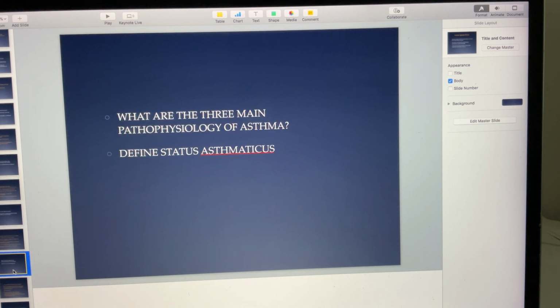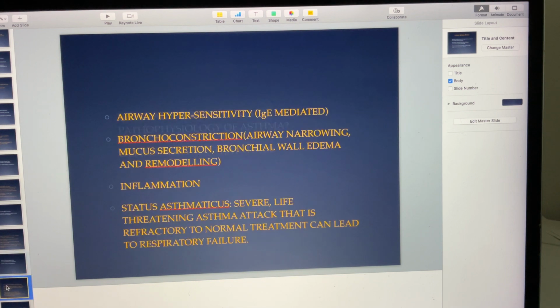I'm getting tired, guys. What are the three main pathophysiology of asthma? And next question, define status asthmaticus. The pathophysiology: one, there's airway hypersensitivity. Two, there's bronchoconstriction, so there's narrowing of the airway. These people make a lot of mucus secretion. You can have edema or swelling of the bronchial wall, and there could be remodeling as well. The third one is inflammation, and that's why we give steroids, because it addresses the inflammatory aspect of asthma.